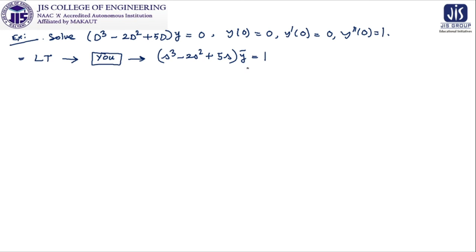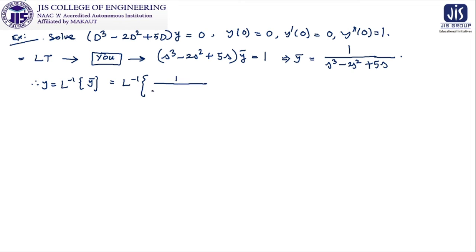So all of you can identify these results will give us y bar is equal to 1 by s cubed minus 2s squared plus 5s, and our job is to find the Laplace inverse transform of this. So our final target is y is equal to Laplace inverse of y bar. That means Laplace inverse of 1 by s into (s minus 1) whole squared plus 2 squared.